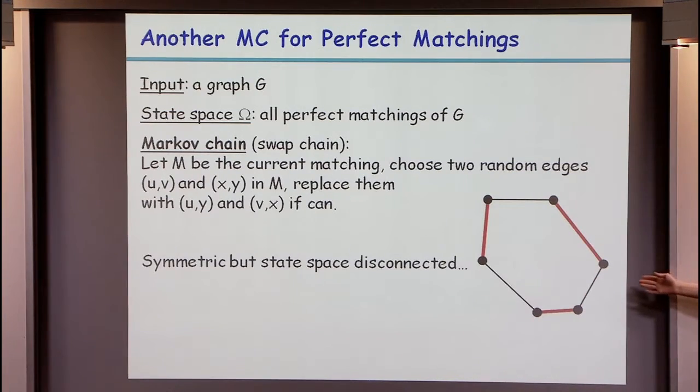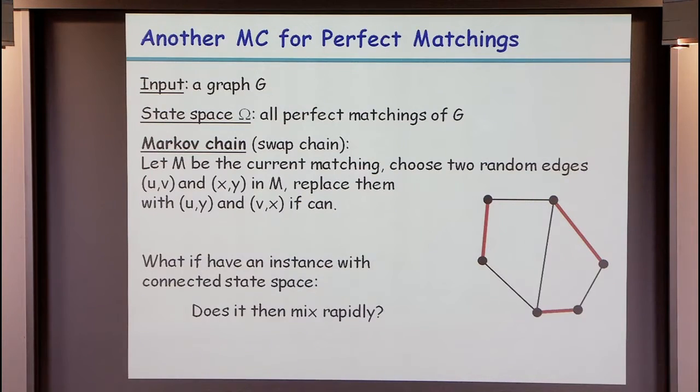If my input graph looks like this, I can't really move. There is no way to get to the other perfect matching. But if my input graph, on the other hand, looks like this one, then you can verify that there is actually a way to go from any perfect matching to any other perfect matching.